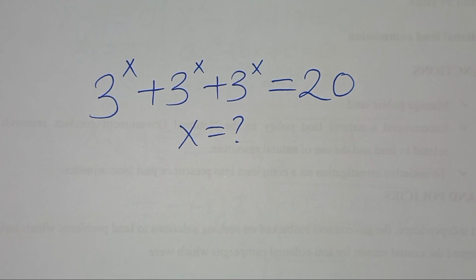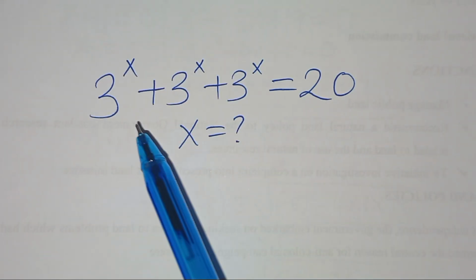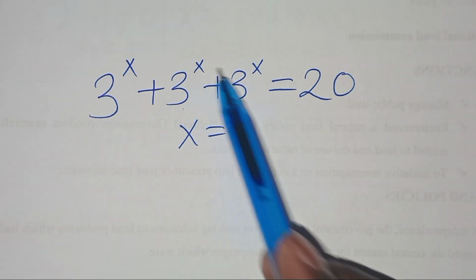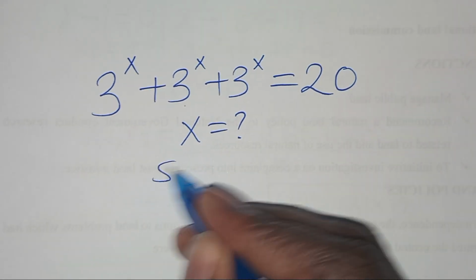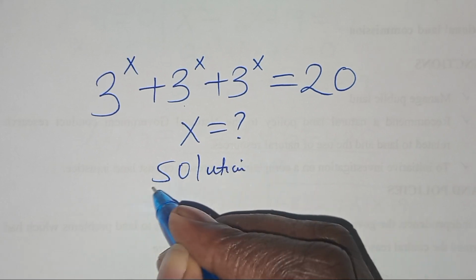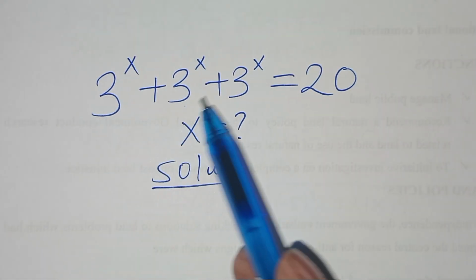You're welcome to solve this nice exponential equation, which is 3 to the power x plus 3 to the power x plus 3 to the power x is equal to 20. So what is the value of x? Now, solution from here. The first thing to note here, 3 to the power x is common.